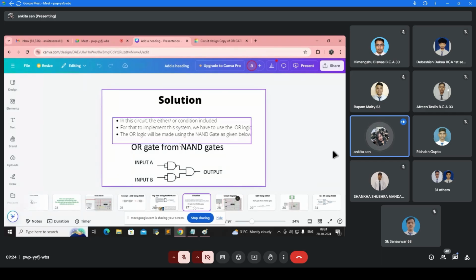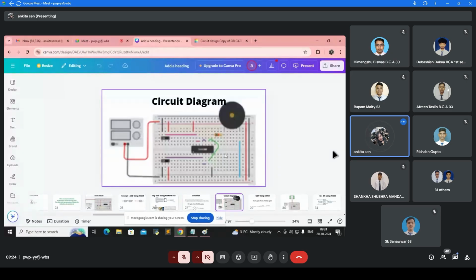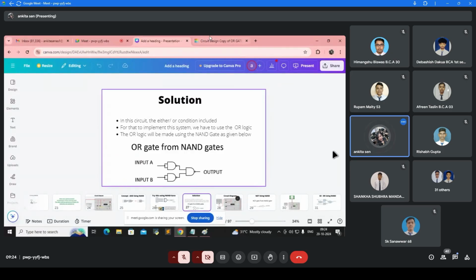So this is a simple theory related to the OR gate logic made using the NAND gate. In case of the XOR gate, only the either-or condition can be implemented. In case of the OR gate, both things can be implemented, the or condition and even the either condition.